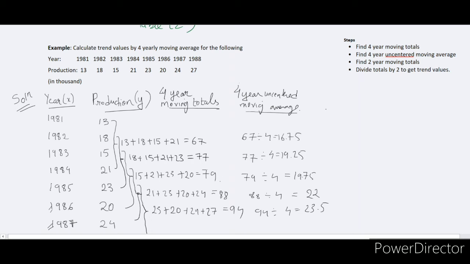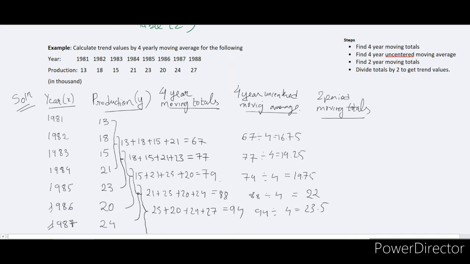The next step is to find 2-year moving totals, or a 2-period moving total. This is the same, but we want to be correct textbook-wise. Total means we are adding something now, so we're taking 2 periods, in this case 2 years. These are the different totals and these are the averages. Now we'll just add the averages.